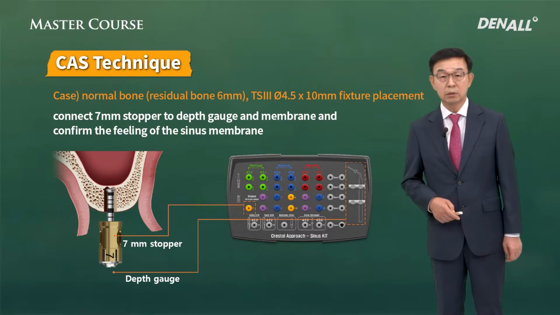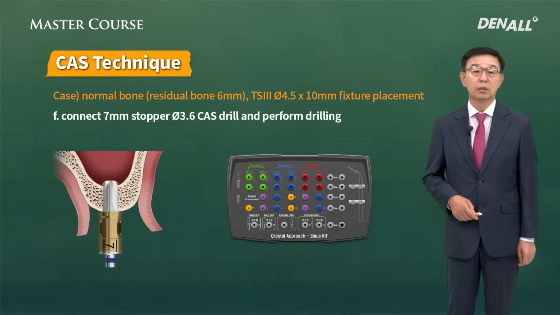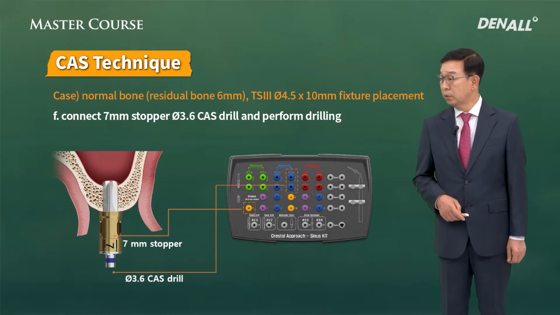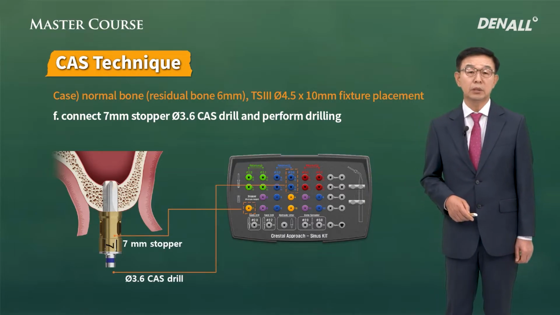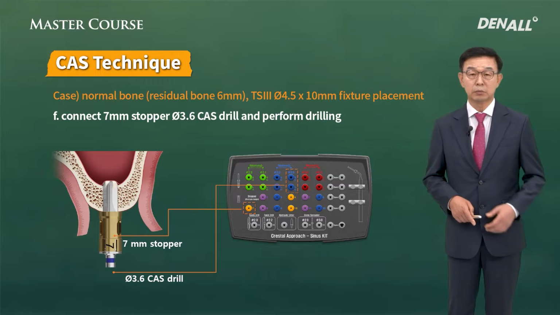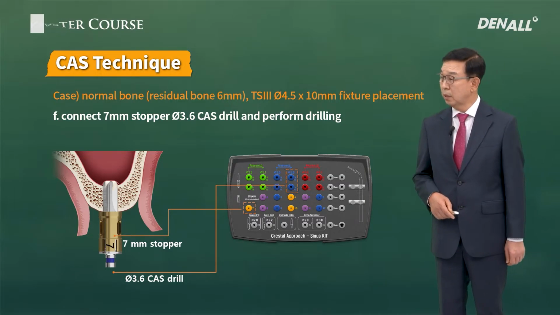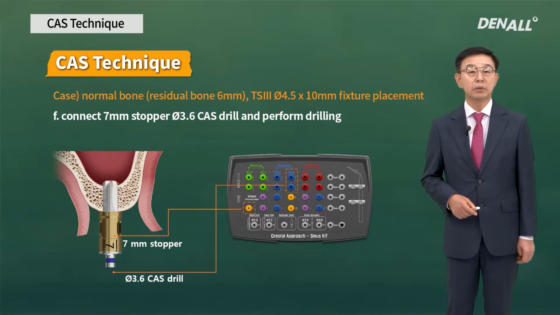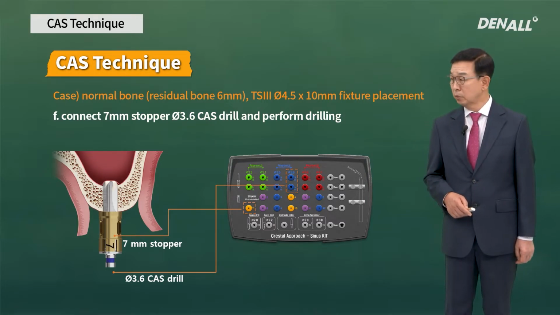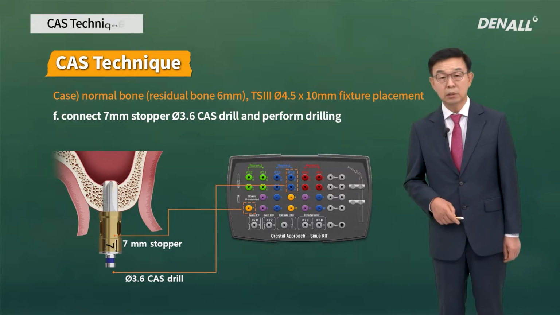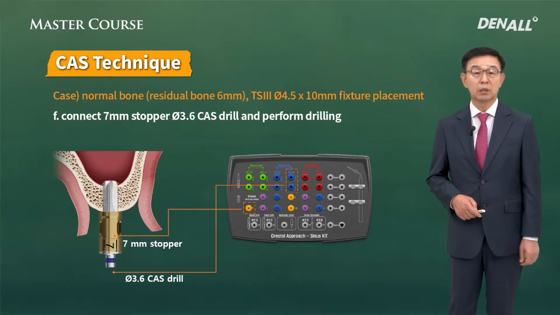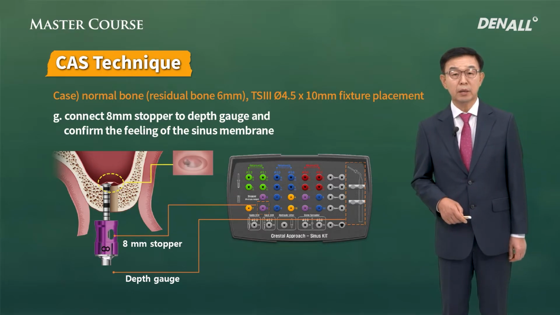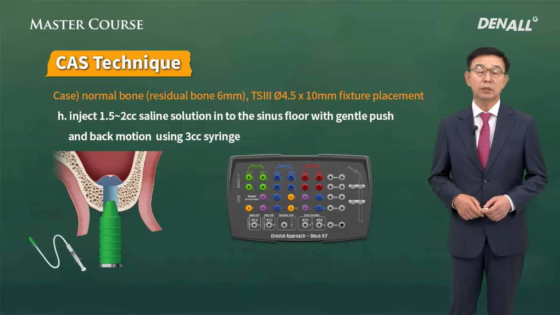If the sinus floor is not penetrated, use a 7 mm stopper and drill slowly. Do it below 800 RPM. And if you pay attention to the feeling of the sinus floor being penetrated, in most cases you'll be able to notice that. Check whether the sinus floor has been penetrated, and after that you can do the hydro lift.